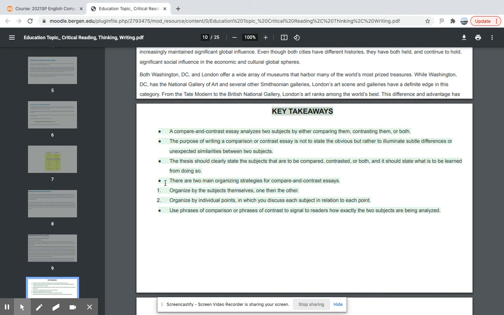There are two main organizing strategies for the compare contrast, which are organizing by subjects themselves or organized by individual points.